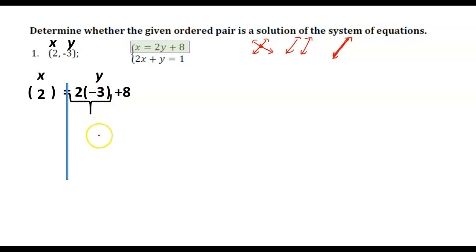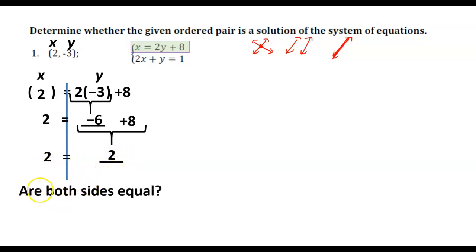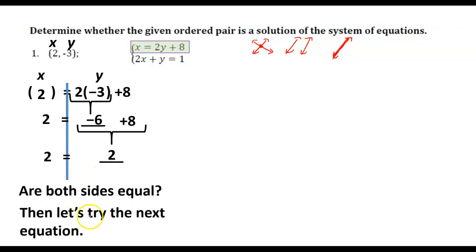So take a moment right now. What is 2 times -3? That would be about -6. Notice how I brought everything else down. So go ahead and take a moment. -6 plus 8, what would that be? And unpause. Hopefully you wrote 2 equals 2. Now, my question to you is, are both sides equal? Well, yes. Then that means we get to try the next equation, which is highlighted in yellow.